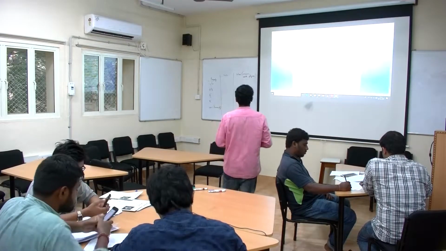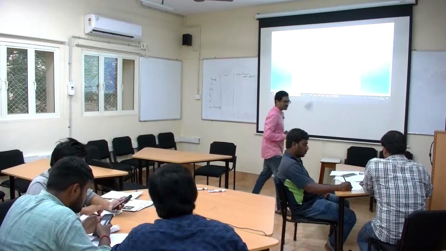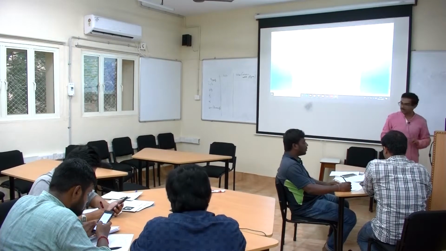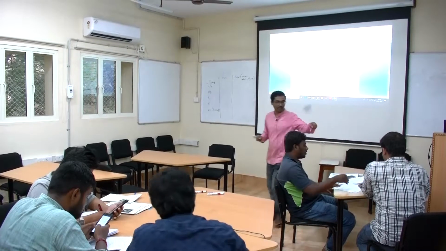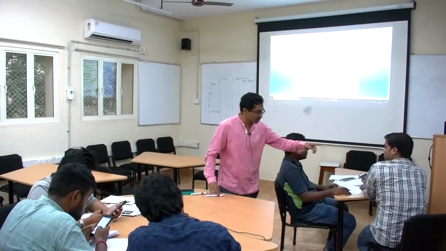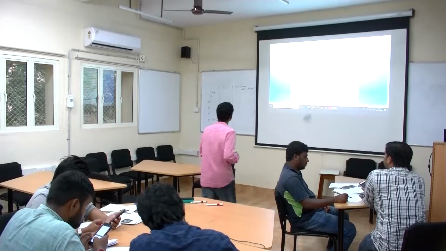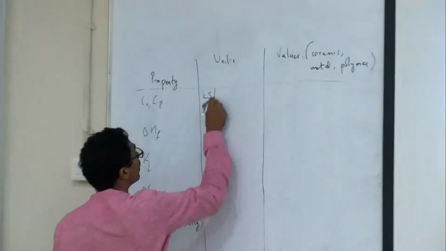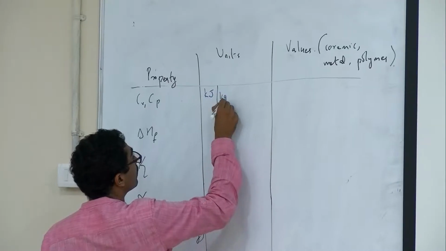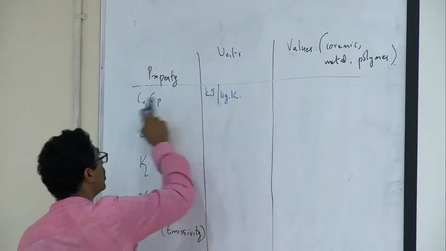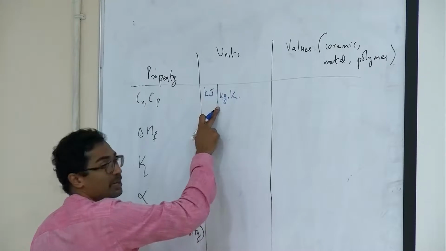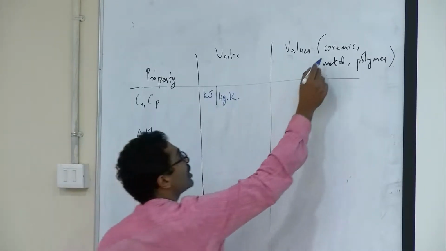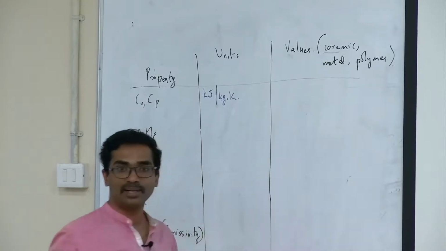Yeah. So CV, CP, units. Do you want to say the units? Kilojoule per kilogram per Kelvin. If it is molar specific heat, then it will be kilojoule per mole per Kelvin. All right. So what are the typical values for, let us say, a ceramic from that table?